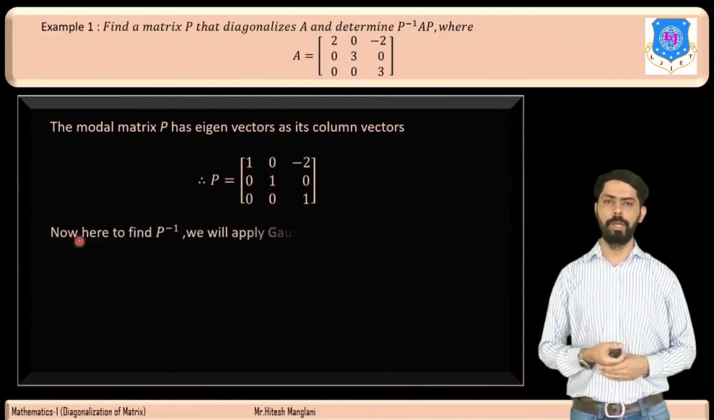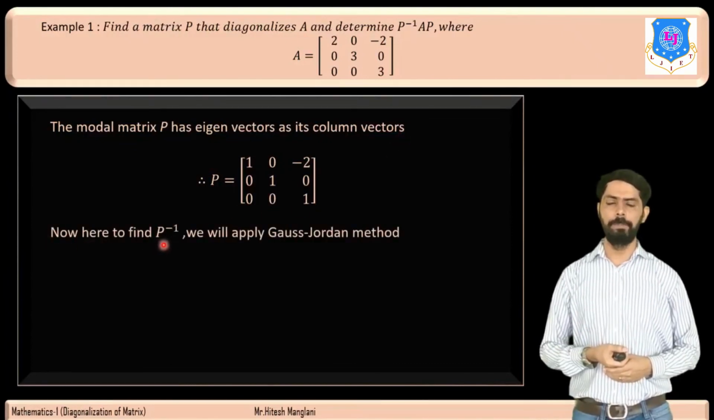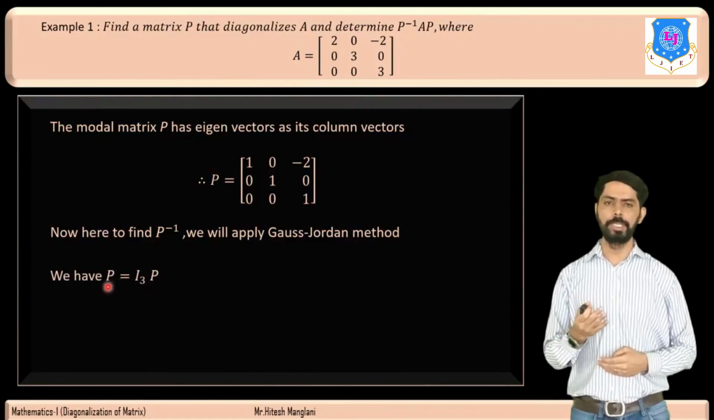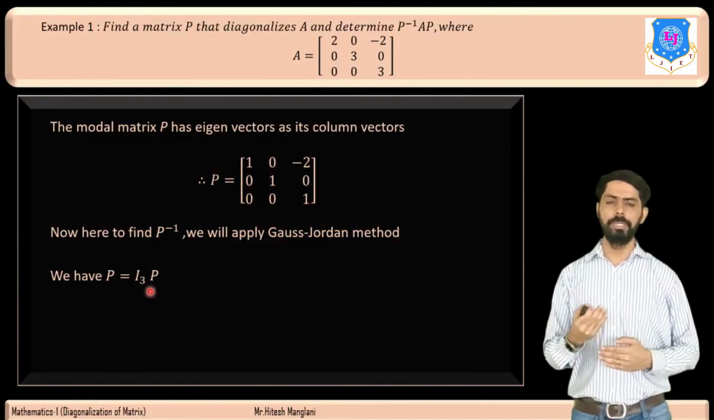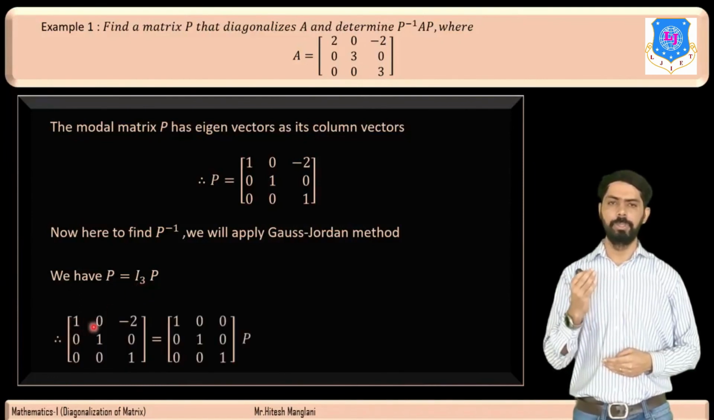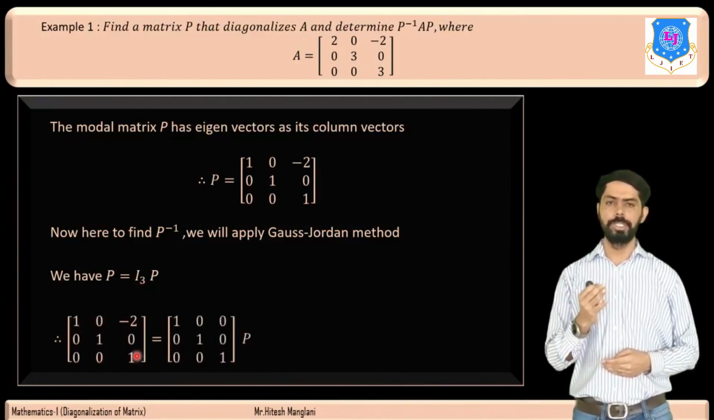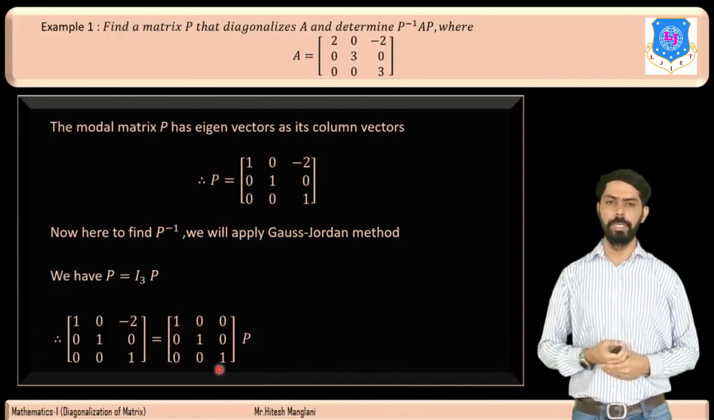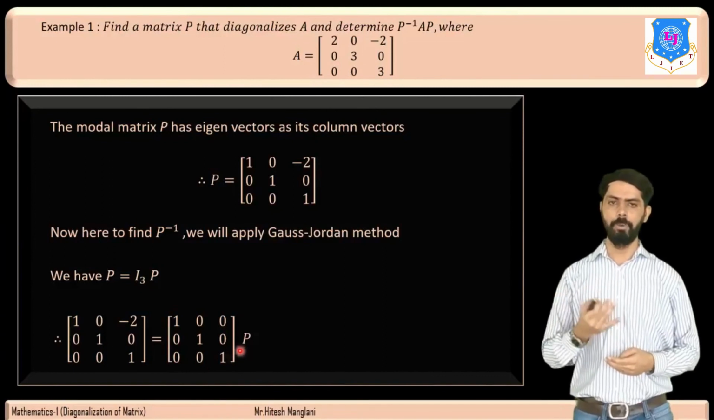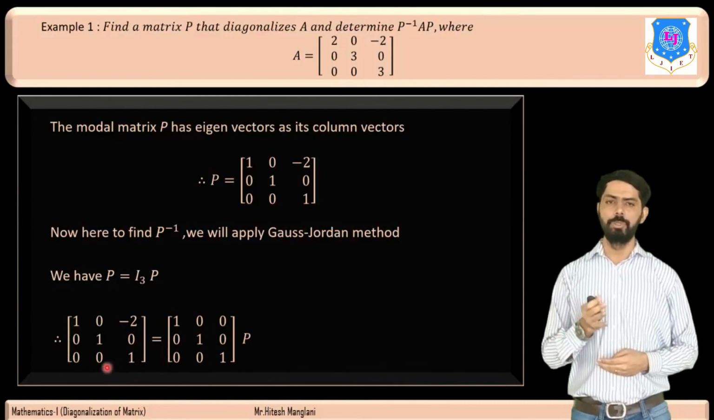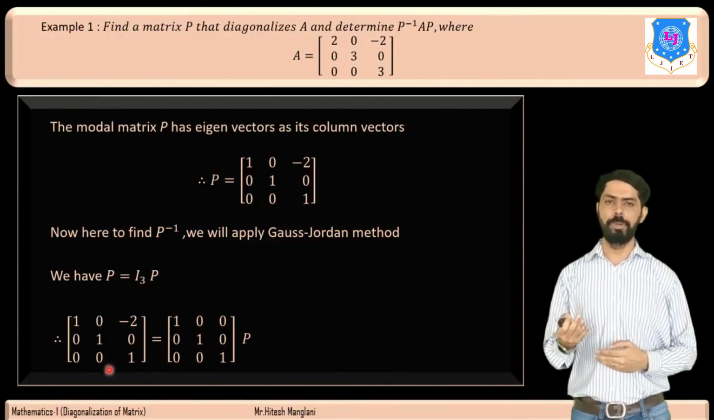Now next step we will have to find out P inverse. So to find P inverse we will apply the Gauss-Jordan method. So we have P is equal to I3 into P, where I3 is an identity matrix of order 3 by 3. Here P is [1 0 0; 0 1 0; -2 0 1] is equal to, now the identity matrix will be [1 0 0; 0 1 0; 0 0 1] into P. Now here we will have to convert P into the identity matrix using row operations, and the same row operations we will have to apply on the right hand side also.